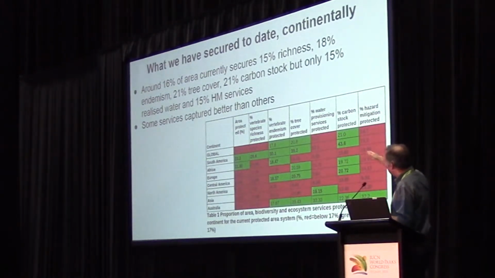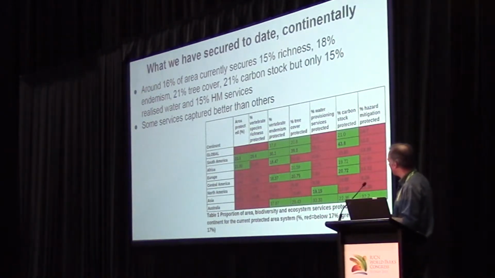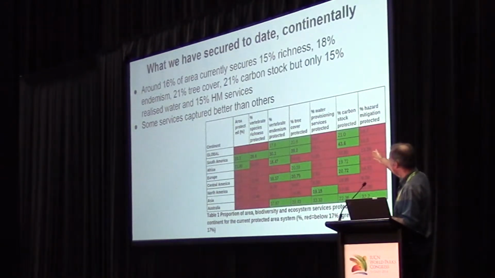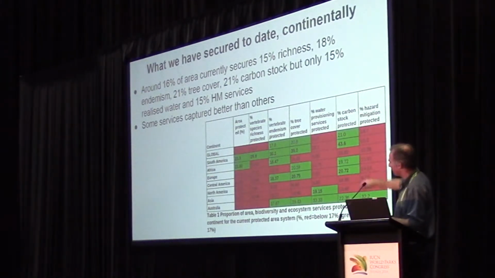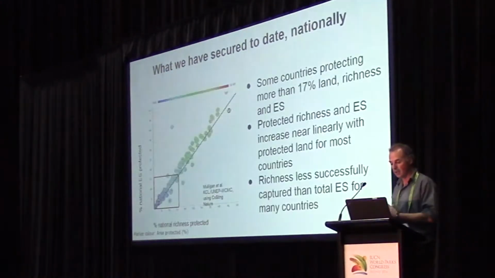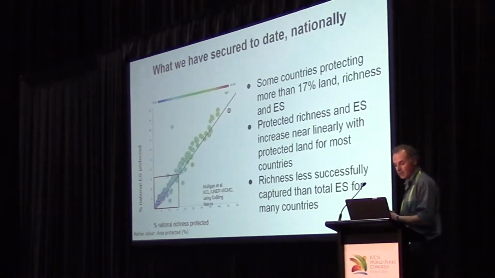And you can see the greens are above 17%, the reds are below 17%, and we're doing better at protecting some things than others, like vertebrate endemism and tree cover and carbon stock. Lots of green in there at the moment, but richness, hazard mitigation, water, lots of red, below the 17% target for protected areas.